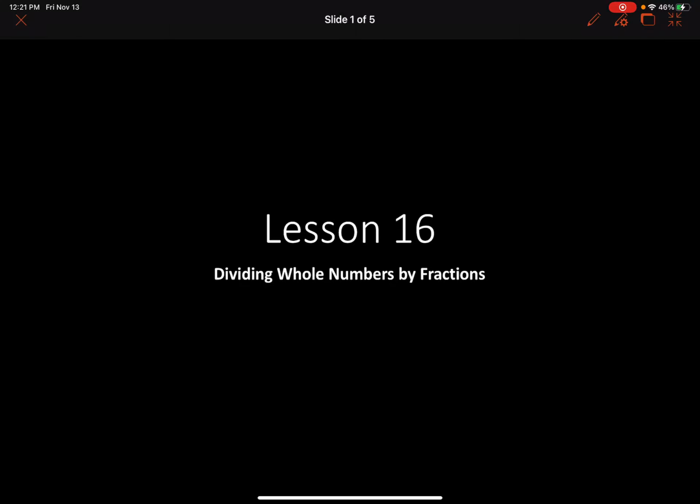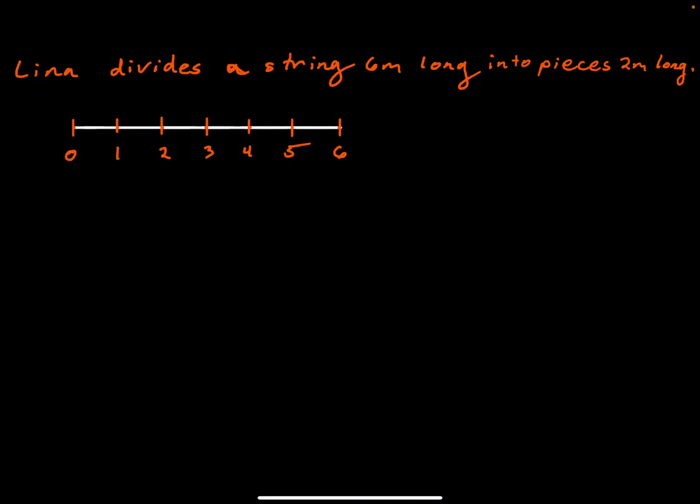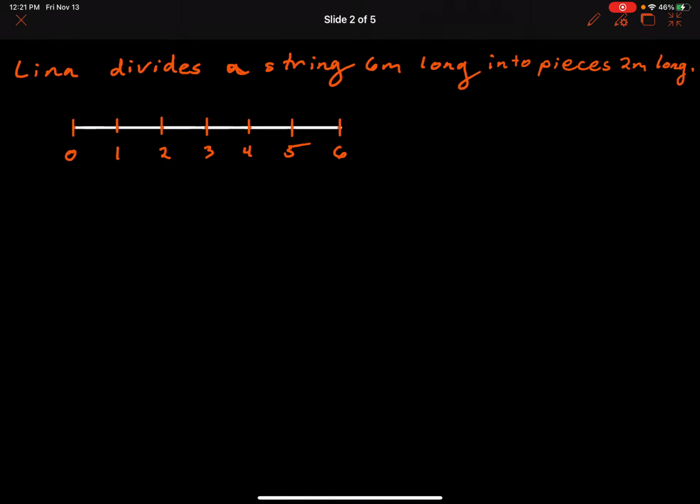So, welcome back. Lesson 16, dividing whole numbers by fractions. So the first thing we're going to look at here is just a regular question. Lena divides a string 1 meter long into pieces 2 meter long. Okay, so what is happening here?